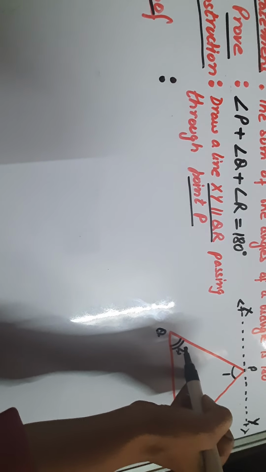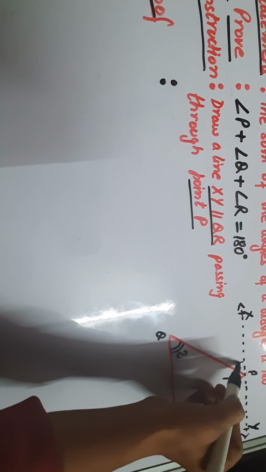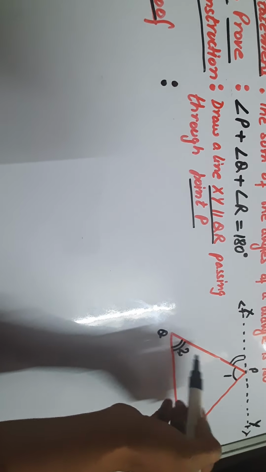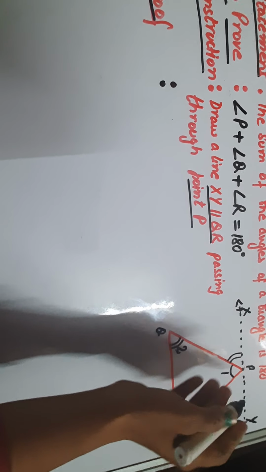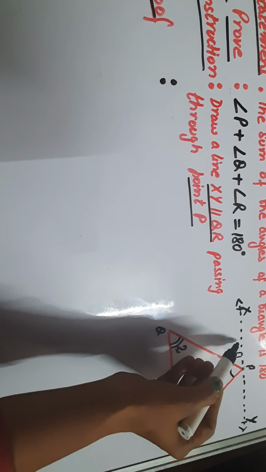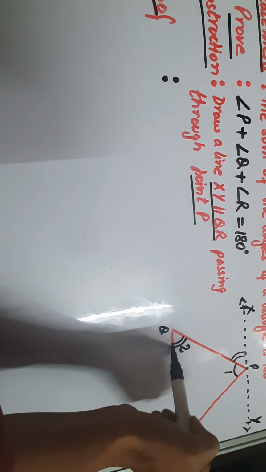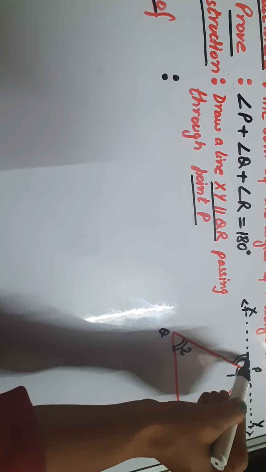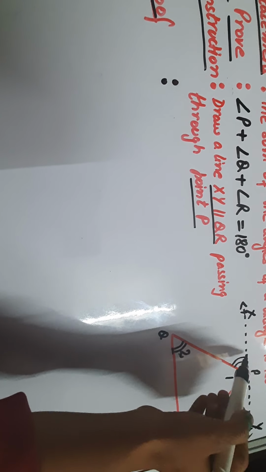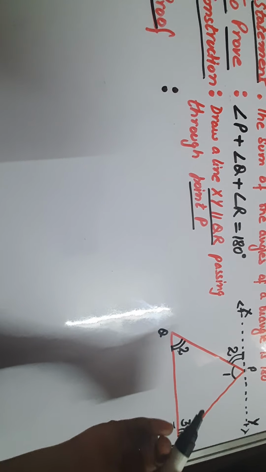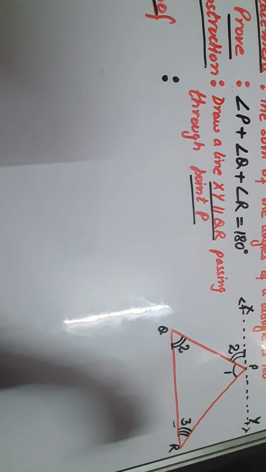So now if we see angle 2 and this angle XPQ, they will be equal. Why? Because this angle is on the left hand side of the transversal, it is on the right hand side of the transversal, and both the angles are touching our parallel lines. That means these two angles will be equal. So this angle will be equal to angle 2, alternate interior angles.